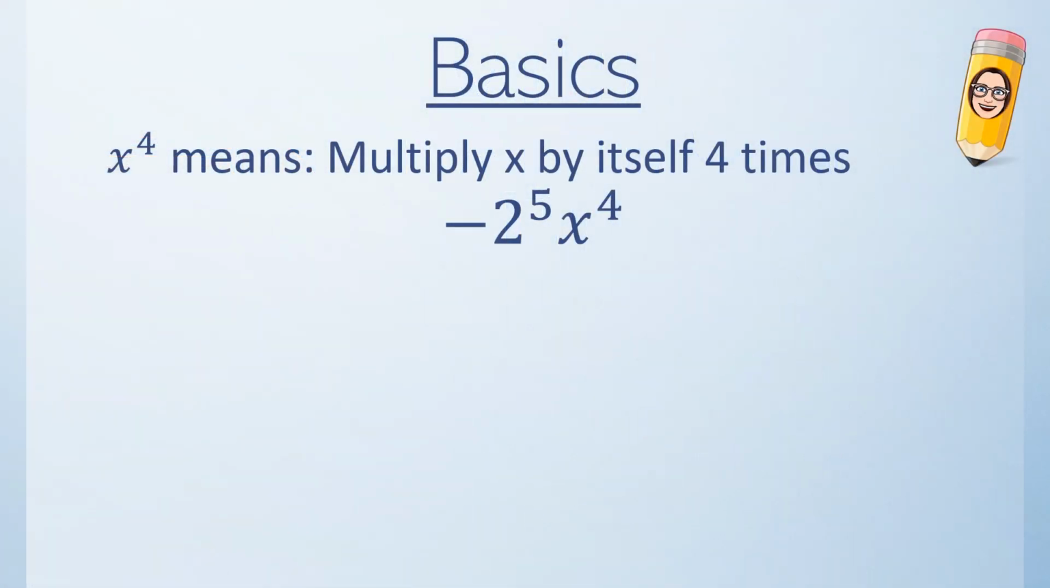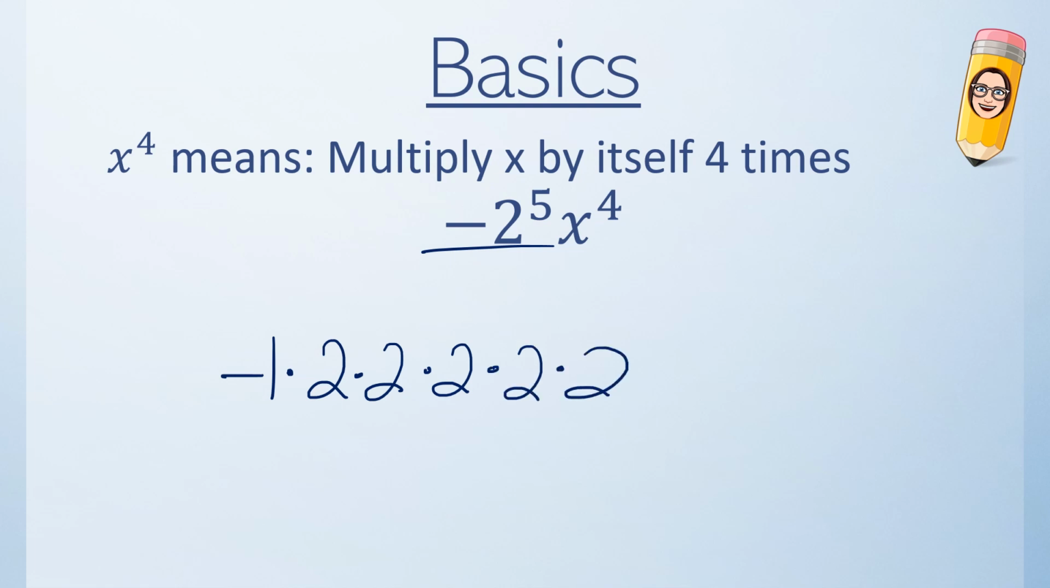Let's start off with all the rules review. So just reviewing the basics. When we talk about what an exponent is, an exponent means you take the base times itself as many times as it says. So for example, this means I have a negative hanging out front, which is technically a -1, and then I have a 2 5 times. All right, and then if I look at the x, that means I have times x 4 times.